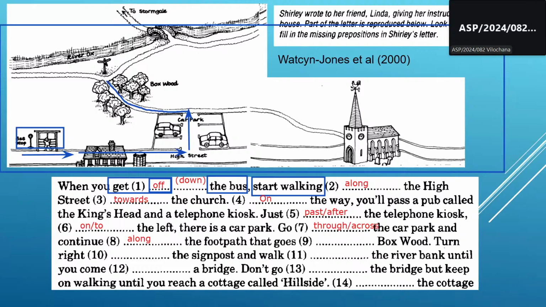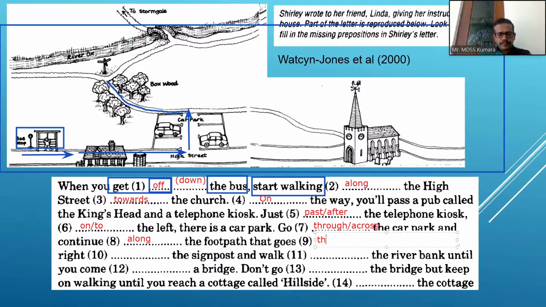Go through. Yes, that goes through Boxwood. That here means the footpath that goes through. Go across the car park and continue along the footpath that goes through Boxwood.